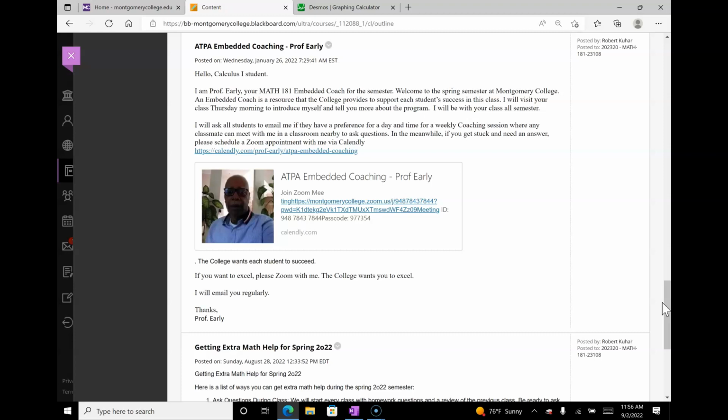Those are Zoom. When the program first started, there was no Zoom. So we had study groups, and the academic coach would ask the class, what's a good time that you want to meet once a week? Most of the time we would meet right after class in a classroom close by. So we can still do a study group. Those who want to do a study group, email me and let me know what's a good day and time if you want to do a face-to-face study group. In the meanwhile, you can do Zoom. The pandemic showed us that we can reach more students using Zoom.